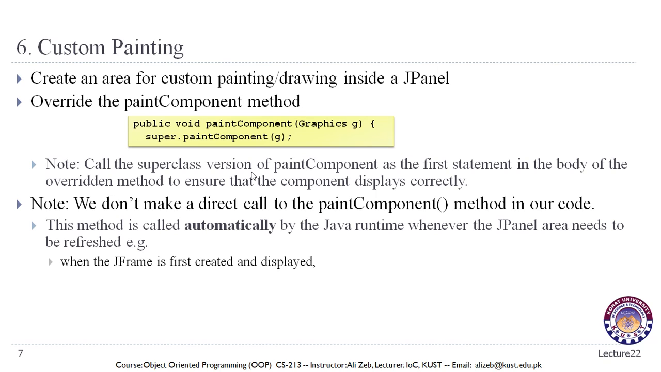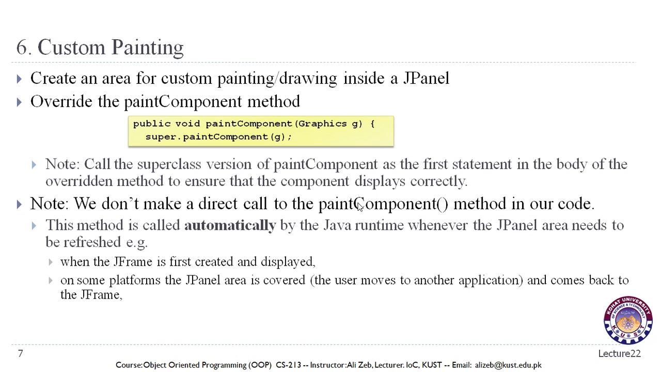For example, when the frame is first created and displayed, this method is called automatically to refresh the painting area for us on the JPanel. Or on some platforms, the JPanel area is covered by other applications, and when we come back to the JPanel or the JFrame, this method is called automatically and the area is refreshed for painting. Or when the user changes the JFrame size, this method is called automatically to refresh the painting area.